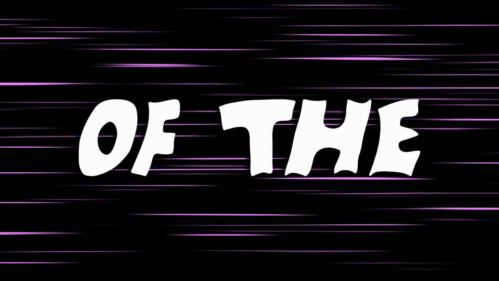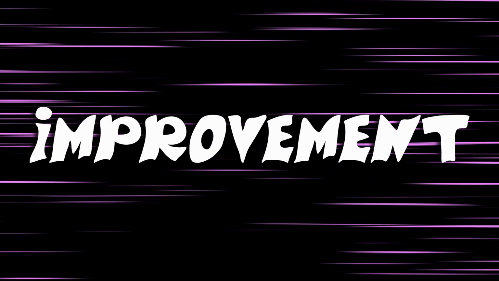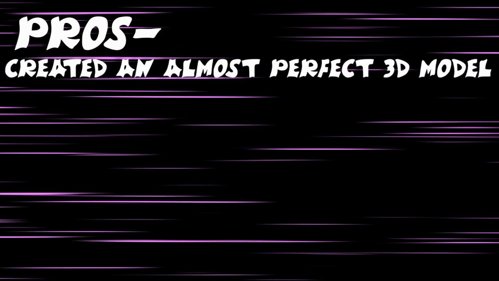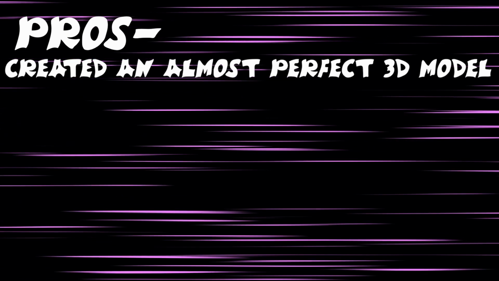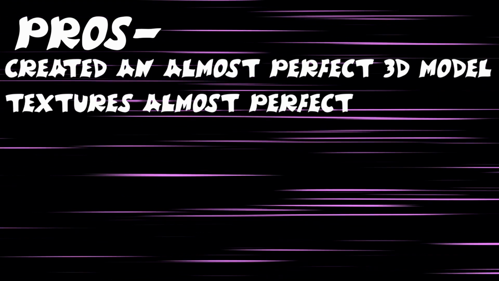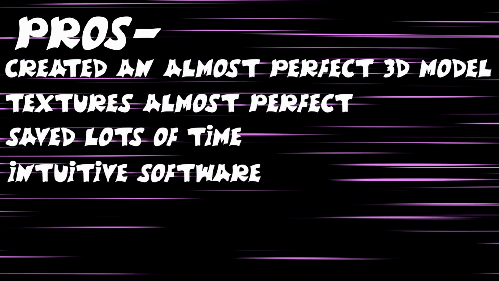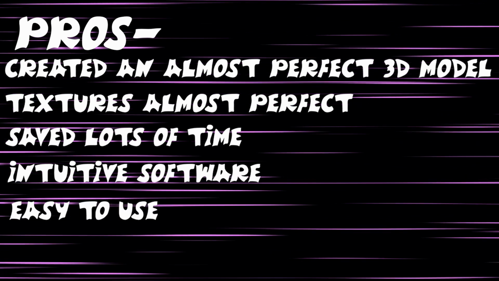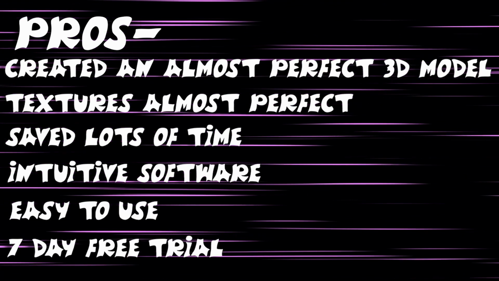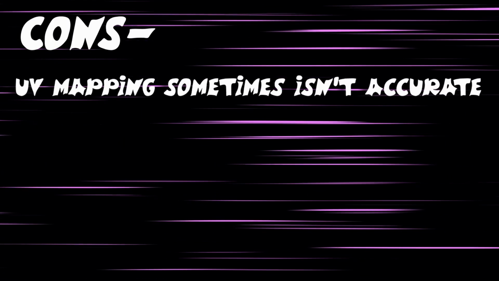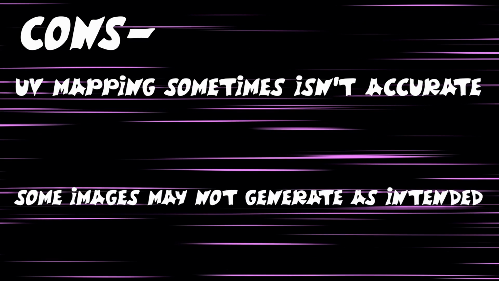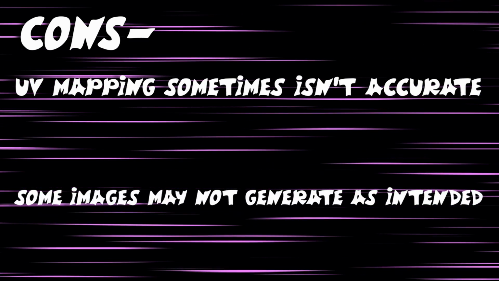Here's a pros and cons list of the things that I liked and the things that I think need improvement. Pros. Created an almost perfect 3D model. Textures were almost perfect too. Saved lots of time. Intuitive software. Easy to use. Has a 7-day free trial. Cons. UV mapping sometimes isn't accurate. Certain images may have difficulty generating. Other than that though, I loved it. The Rodin software has my stamp of approval. 8.5 out of 10.